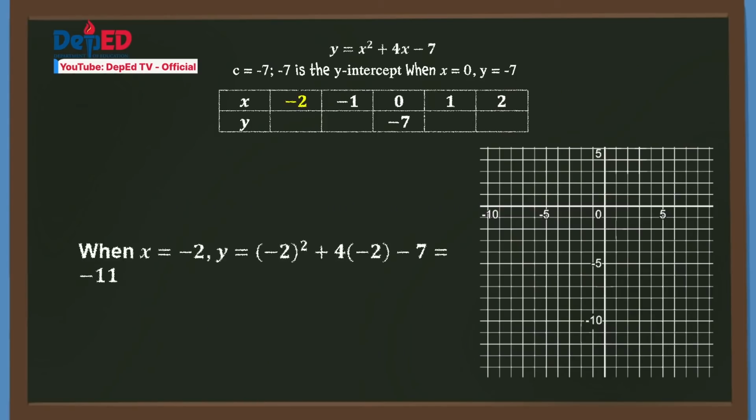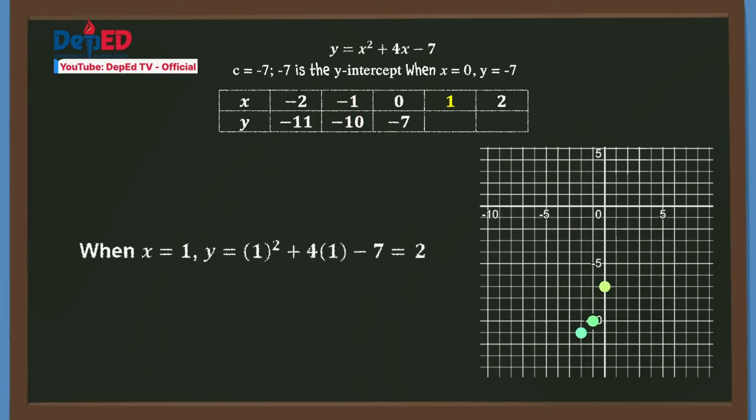When x is equal to -2, y must be equal to the square of -2 plus the product of 4 and -2 minus 7, and the result is -11. When x is -1, y must be equal to the square of -1 plus the product of 4 and -1 minus 7, and the result is -10.